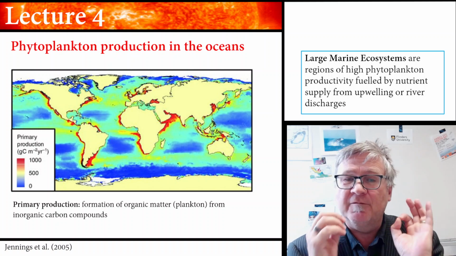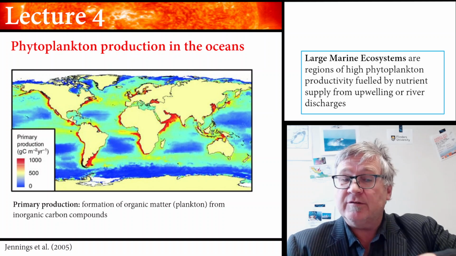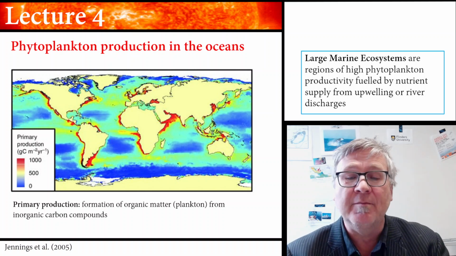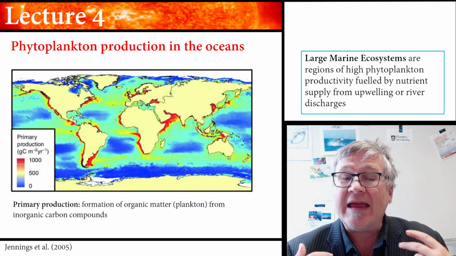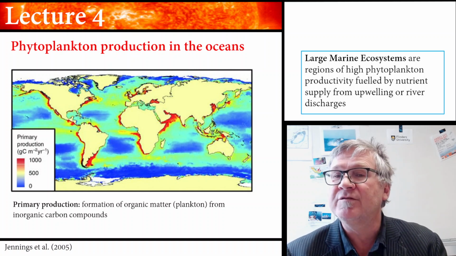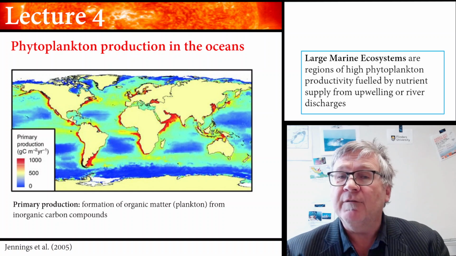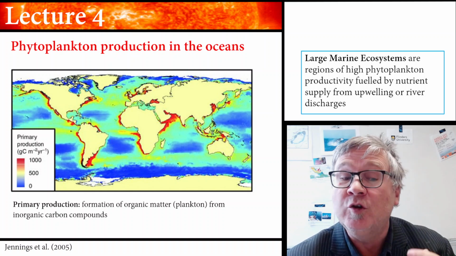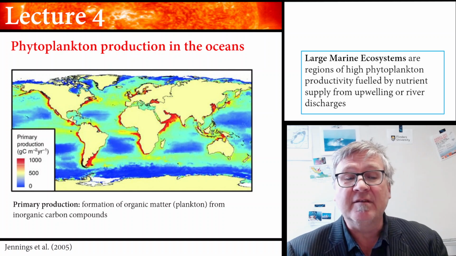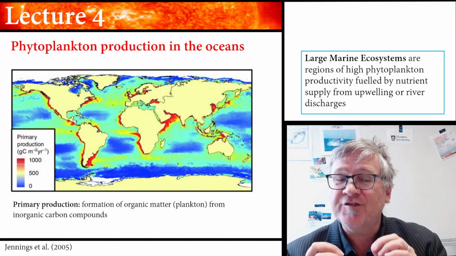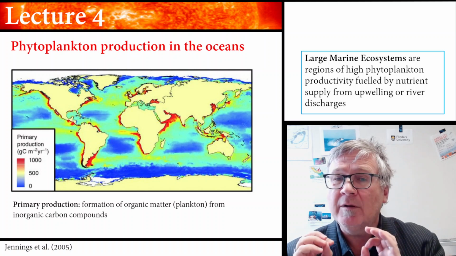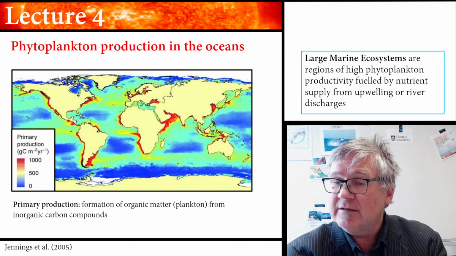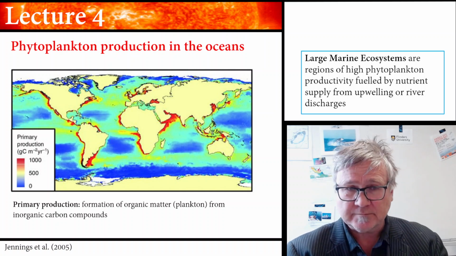And so what is phytoplankton production? It's also called primary production. It's the formation of organic matter, plankton, from inorganic carbon compounds through the photosynthesis process. And it's shown here in units of grams of carbon per square meter per annum, per year. It's actually a flux of carbon.